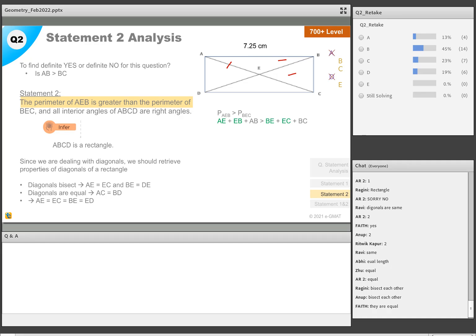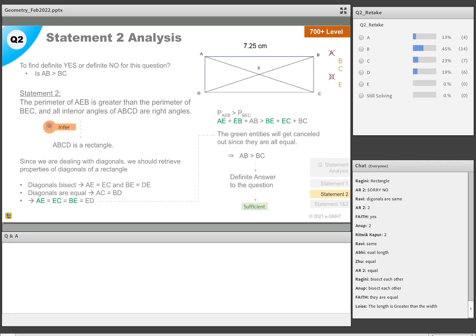We are given the perimeter of triangle AEB is greater than the perimeter of triangle BEC, right? So what is the perimeter of triangle AEB? AE plus EB plus AB, right? Likewise, perimeter of triangle BEC, BE plus EC plus BC. Simple. Because it's a rectangle, diagonals are equal, diagonals bisect each other. Does it not mean that these 4 terms practically cancel out each other? And does it essentially not lead to AB greater than BC? In other words, statement 2 as it stands is sufficient.